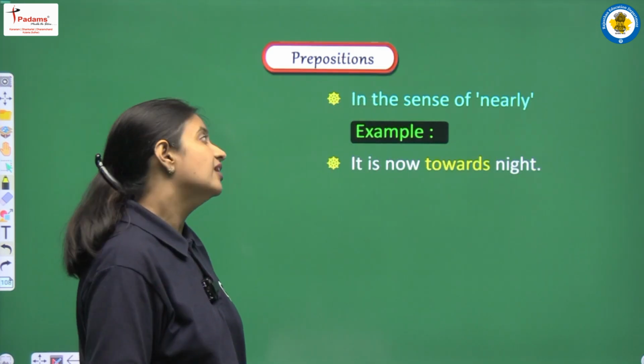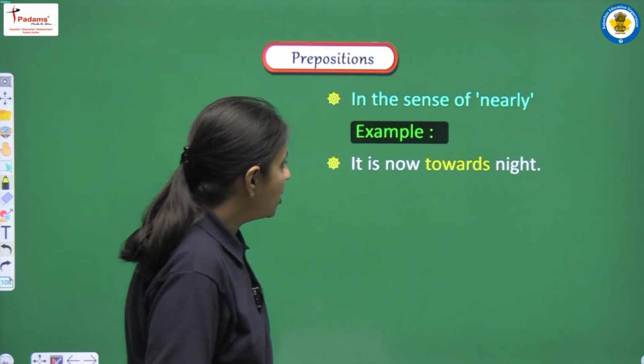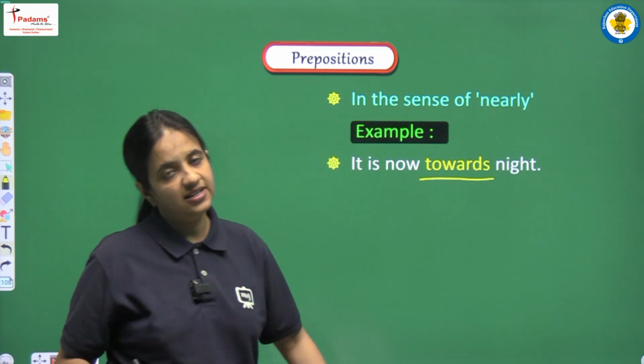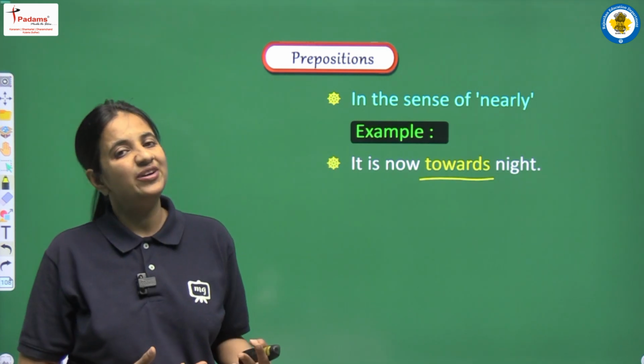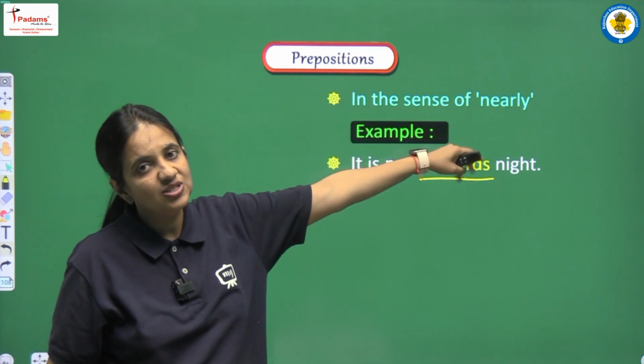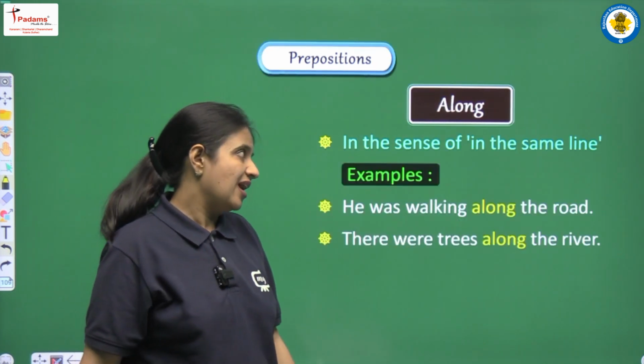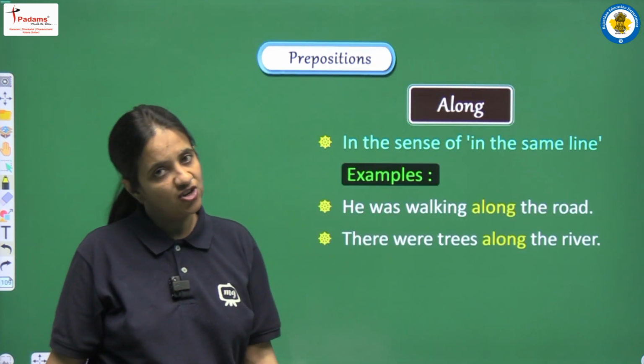In the sense of nearly, let's see the example. It is now towards night, or we can say it is now almost night, it is now nearly night. So in this manner also, to indicate these meanings also, we can use towards in a sentence as a preposition. Now we are having along. So let's talk about along.